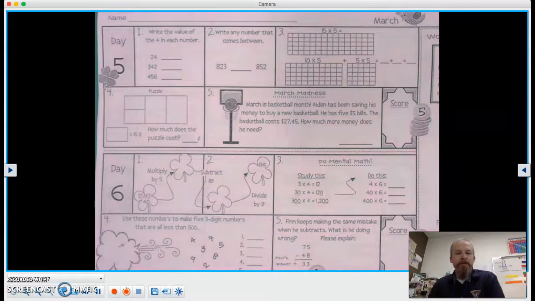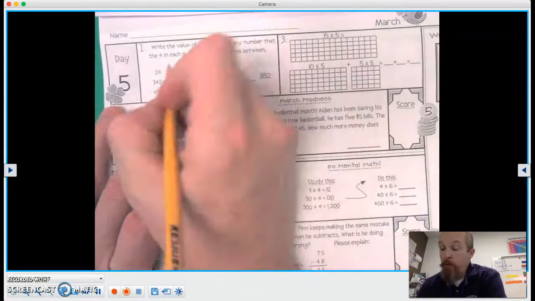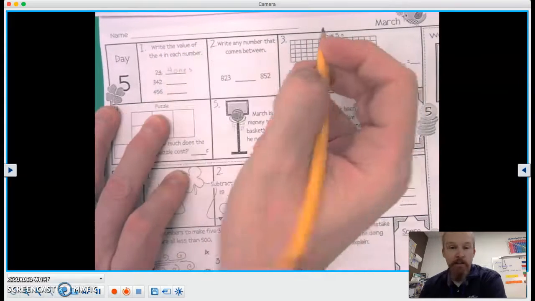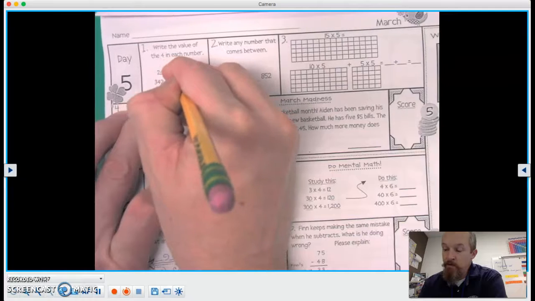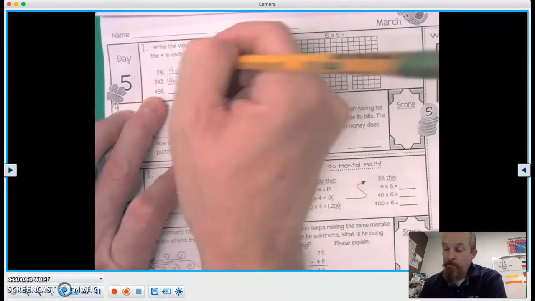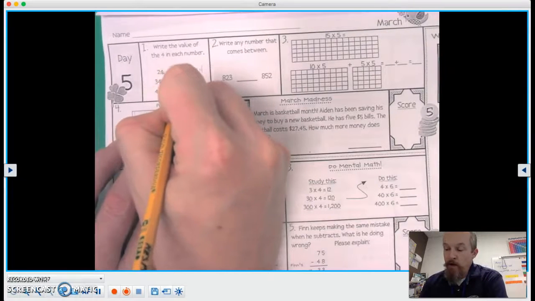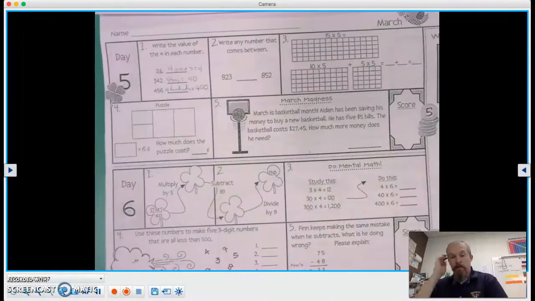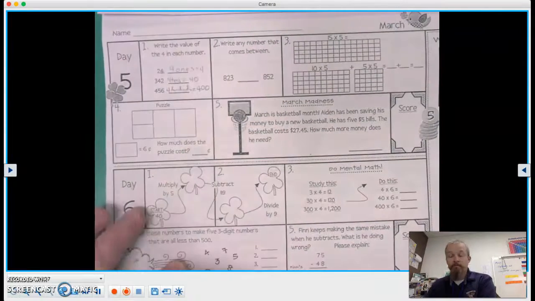So, number 1 says, write the value of the 4 in each number. Well, this would be just plain old number 4, right? 4 ones. That's just plain old 4. Here is 4 tens, which equals 40. And here's 4 hundreds, got to write small, which equals 400. So we have 4, and then we have 40, and then 400.